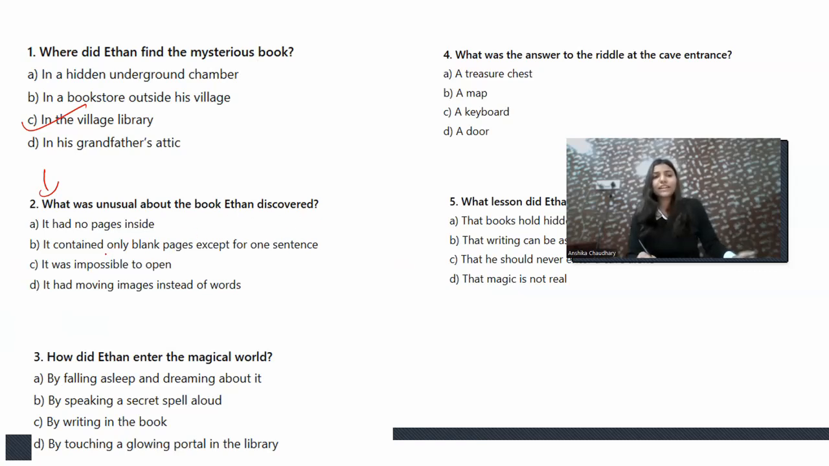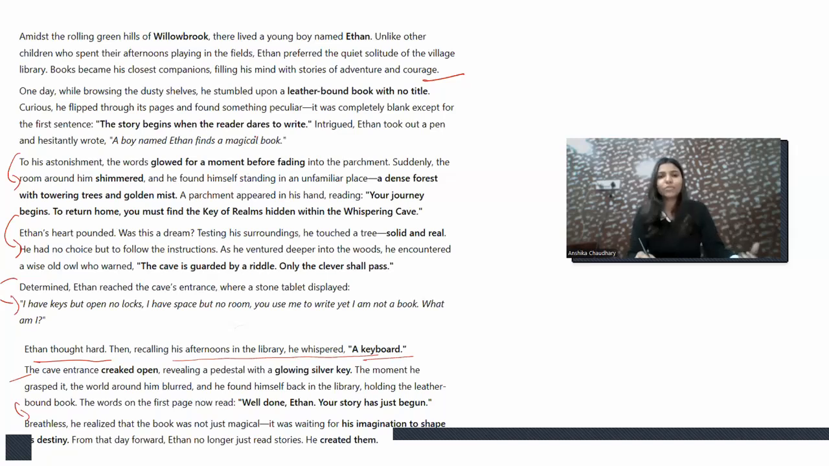It had no pages inside, it contained only blank pages except for the one sentence, it was impossible to open, it had moving images instead of words. So, for that, we need to look into the second paragraph, right? Into the second paragraph, we need to deep dive a bit. Here, he found the book with no title. He flipped through its pages and found something peculiar. Okay, it was completely blank except for the first sentence. The story begins when the reader dares to write. Okay, Ethan took out a pen and hesitantly wrote, a boy named Ethan finds a magical book.